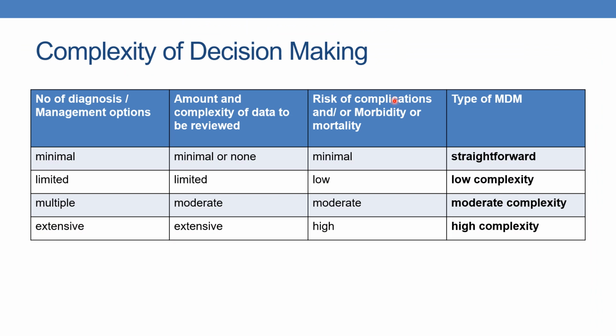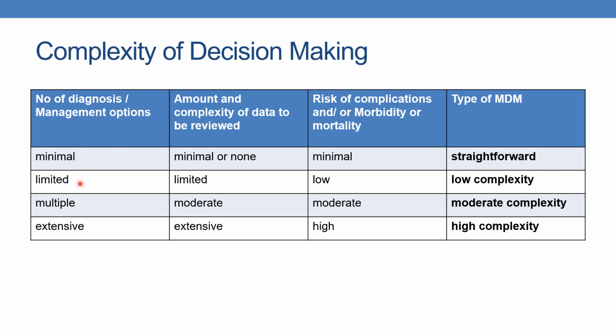Now coming to the types of MDM based on the 3 key elements. The 3 key elements are number of diagnoses or management options, amount and complexity of data to be reviewed, and risk of complications and or morbidity or mortality. Here is the type of MDM. If the number of diagnoses is minimal and the amount of data to be reviewed is minimal and the risk of morbidity and mortality is minimal, if all these 3 areas are minimal, then MDM is straightforward.